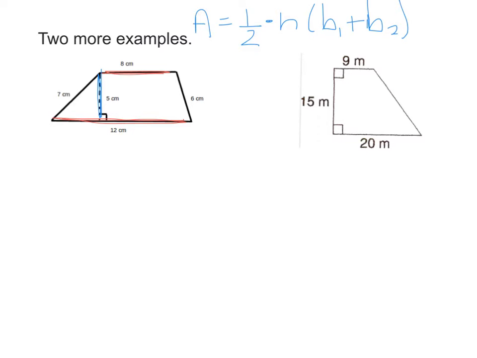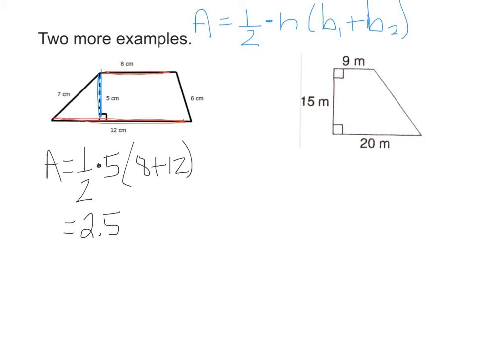So when we do the area, we're going to take 1/2 times 5. And then our two bases, we're going to add them together. So 8 plus 12. 1/2 of 5 is 2.5, and 8 plus 12 is 20. And when we multiply these, we get 50. And because it's area, it is square centimeters.